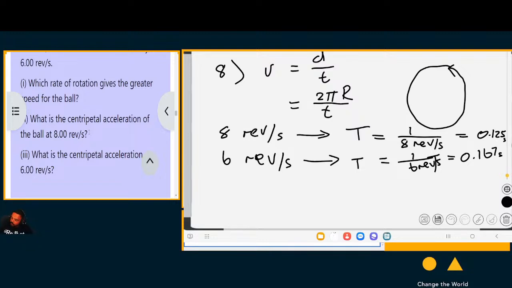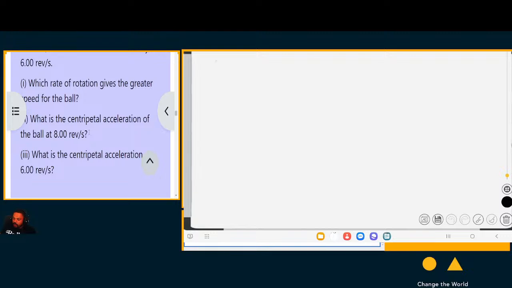Let me just write it neater. Time is equal to 1 over revolutions per second. It will give you your answer in seconds, and we just did that. We've worked out the time to complete 8 revolutions in a second. Now note, earlier on we said that it takes longer to traverse a bigger circle, so the bigger the radius, the longer it takes.